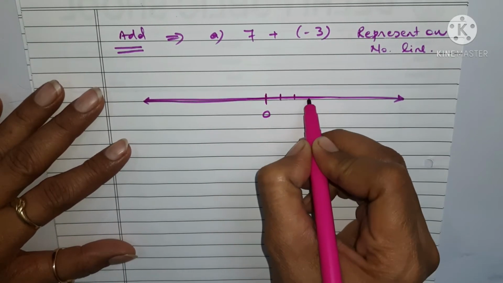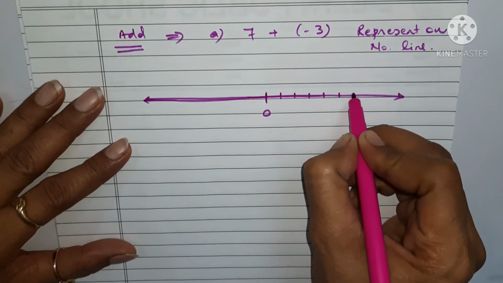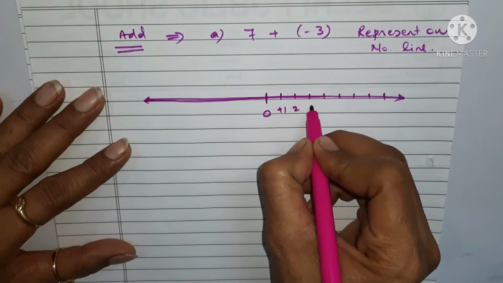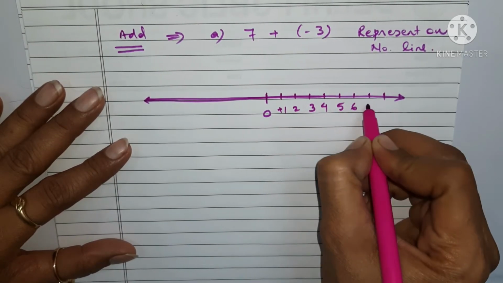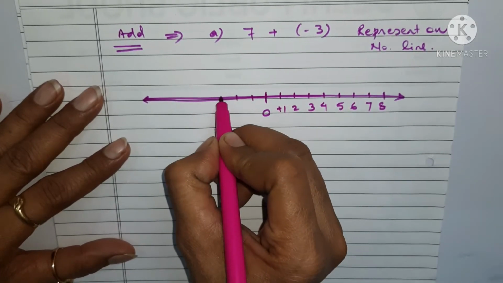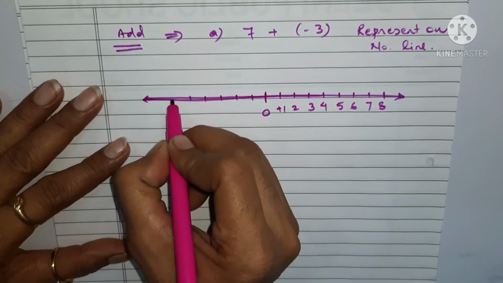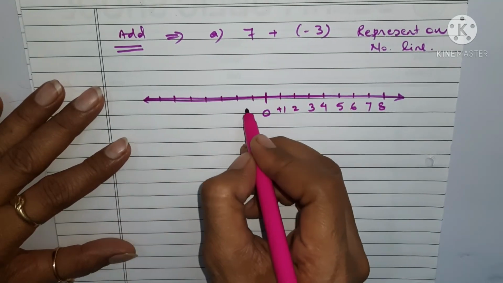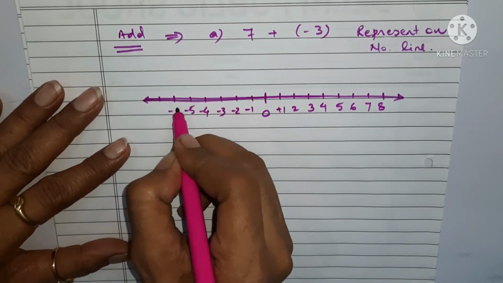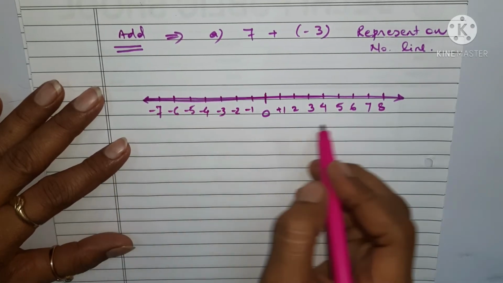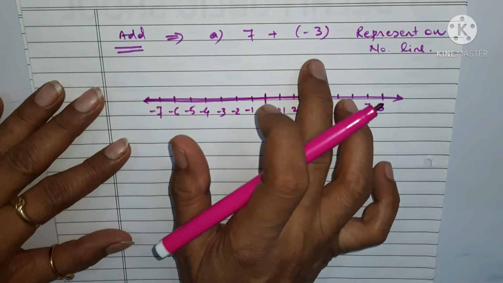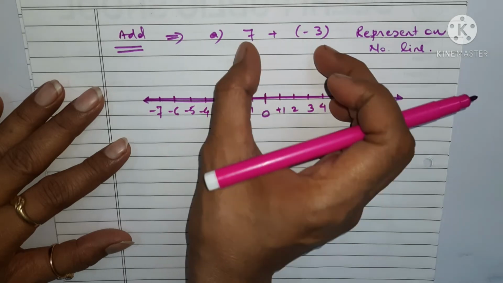So 1, 2, 3, 4, 5, 6, 7, 8. This is plus 1, 2, 3, 4, 5, 6, 7, 8. And let's draw here also 1, 2, 3, 4, 5, 6, 7. So it is minus 1, minus 2, minus 3, minus 4, minus 5, minus 6, minus 7. Now we have drawn the number line, and on it we have to show this sum.